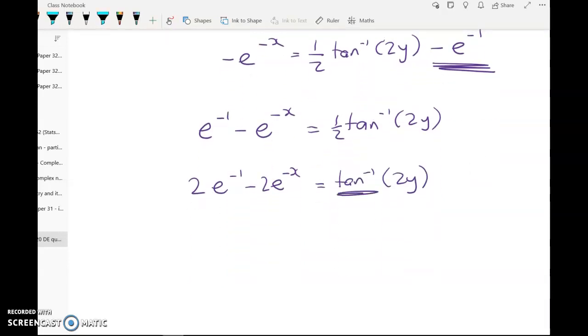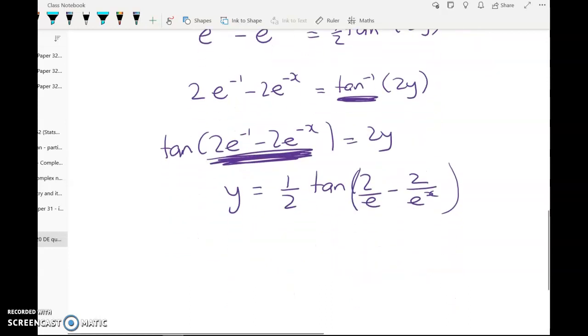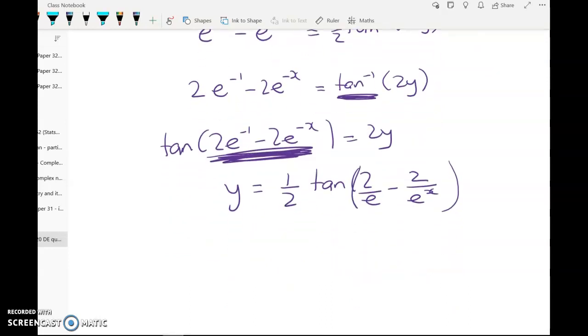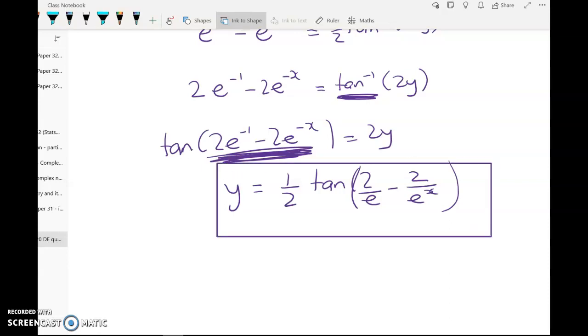Now I'm going to undo the inverse tan by taking the tan of both sides. So we get tan of 2e to the negative 1 minus 2e to the negative x is equal to 2y, giving me a final answer of y is equal to 1/2 times tan of 2 over e minus 2 over e to the power of x. It's fine to leave it in this form here. You don't have to do what I did in that very last line, but you have to get down to an expression that has got y as the subject of it.